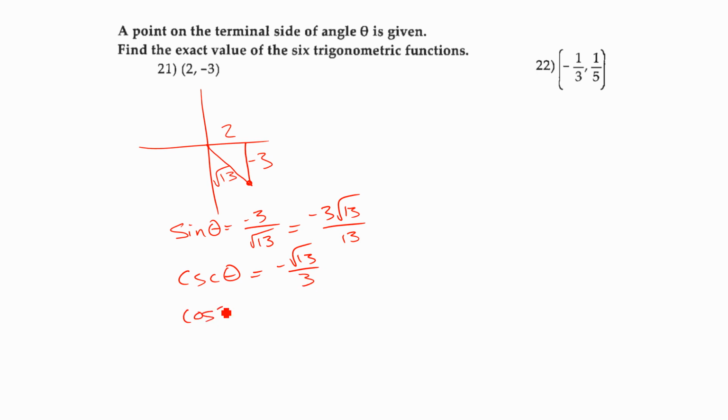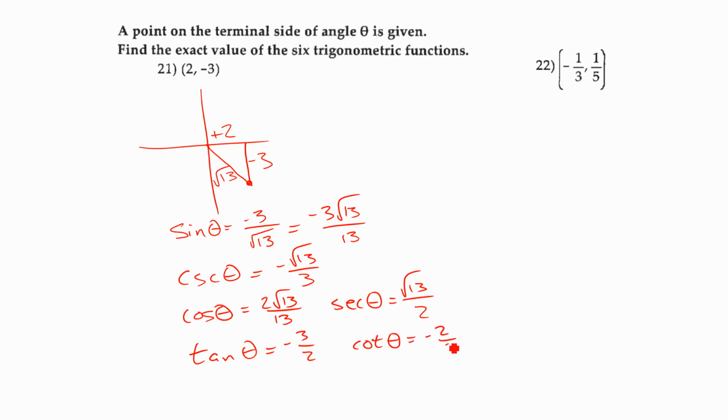The cosine is 2 rad 13 over 13, whereas the secant is going to be rad 13 over 2, positive because we have a positive 2. And then the tangent is going to be negative 3 over 2, whereas the cotangent will be negative 2 over 3. Same deal here for 22.